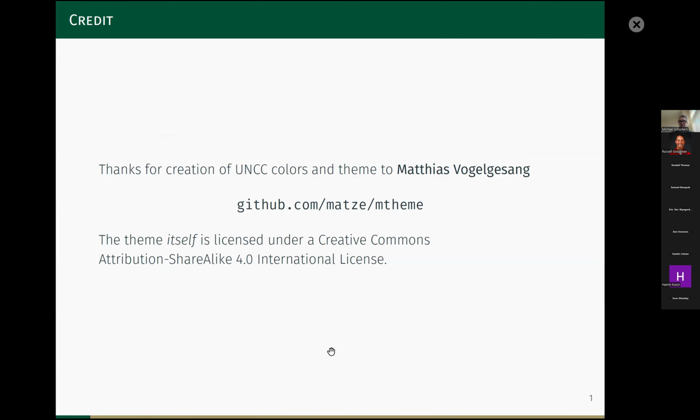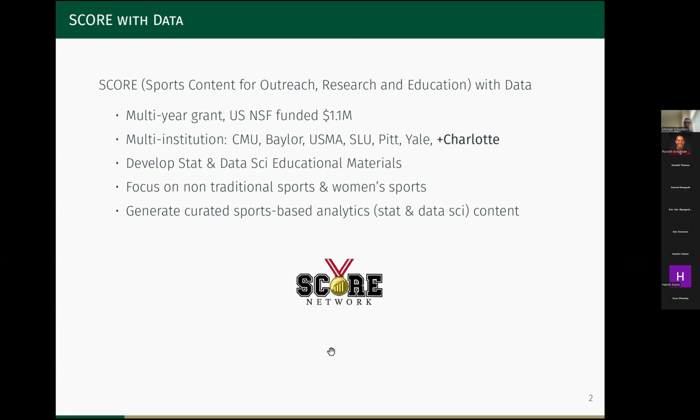I'm just crediting somebody for the slide materials here. So the SCORE Network: SCORE stands for Sports Content for Outreach, Research, and Education. It's a multi-year grant funded by the U.S. National Science Foundation, multi-institutional, and we can add Charlotte to that as of about 10 weeks ago when I joined UNC-Charlotte. Our goal here is to develop and facilitate development of stat and data science educational materials. We have a focus on non-traditional sports, the sports that don't receive a whole lot of attention in terms of analytics, and women's sports.